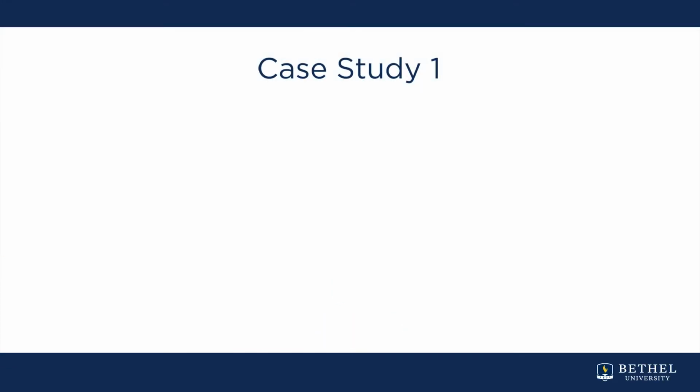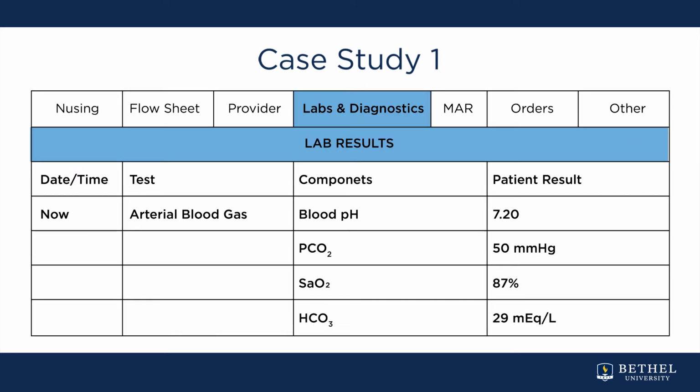A patient is in the emergency room with pneumonia and the provider orders an ABG. These are the results. Blood pH 7.20, PCO2 50, O2 saturation 87%, HCO3 or bicarb 29 milliequivalents per liter.